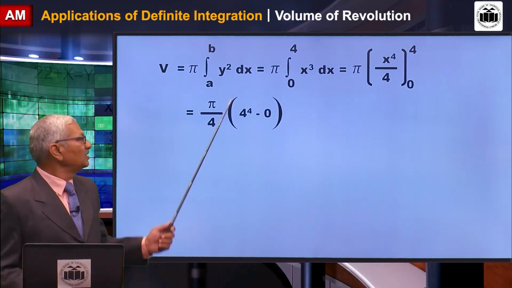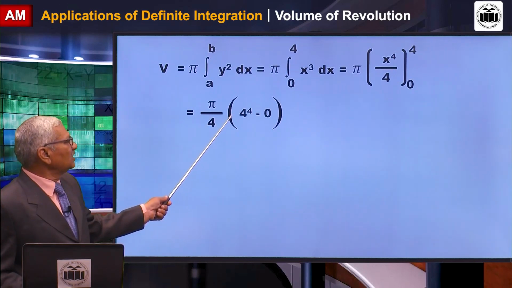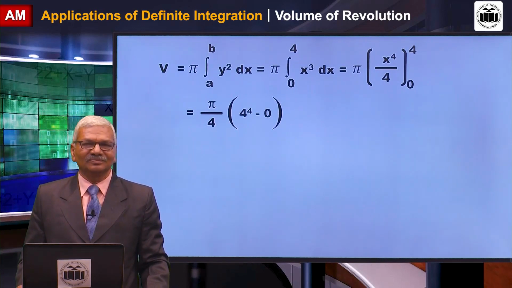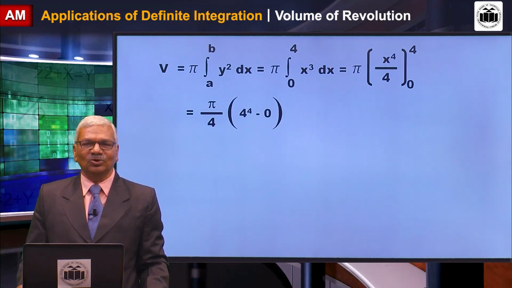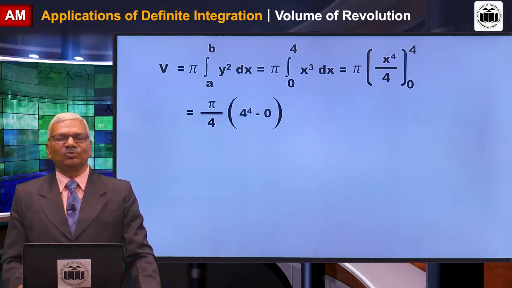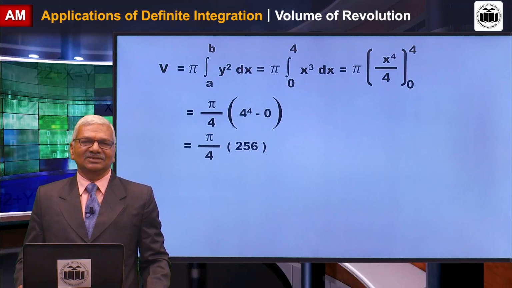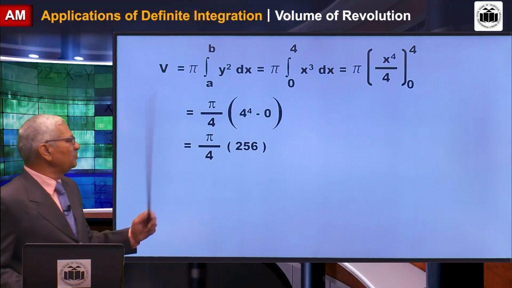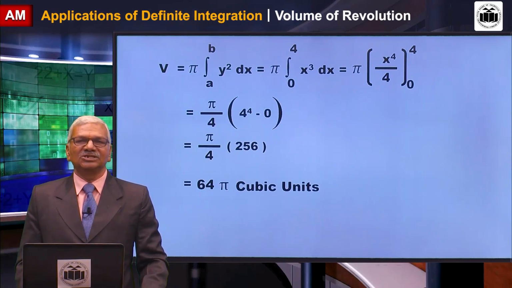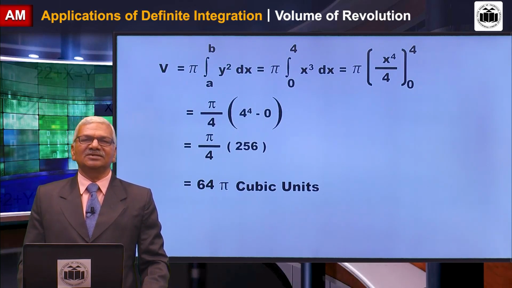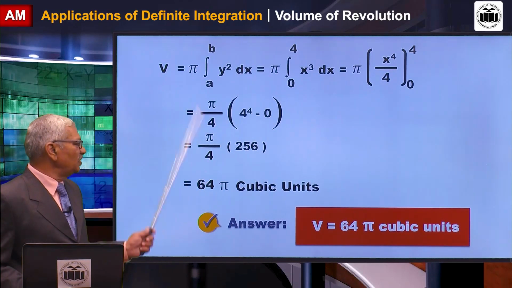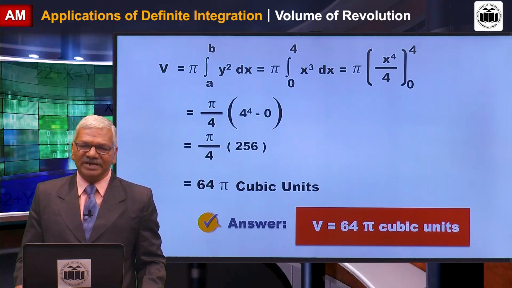What do you get? Pi by 4 constant, 4 raised to 4 minus 0. What is 4 raised to 4? Can you find? What is 4 square? 16. 4 cube? 64. Now multiply 64 by 4, you get 4 raised to 4, and it is 256. So what do you get? Pi by 4 into 256. Now you can divide 256 by 4, you get 64 pi, and hence what is the answer? The volume of this solid is 64 pi cubic units. Okay, all of you understand? Nice.